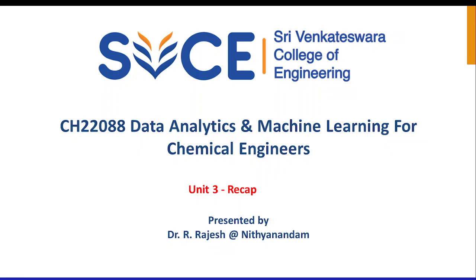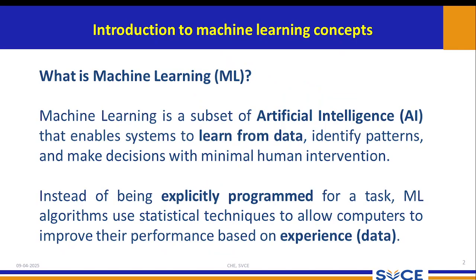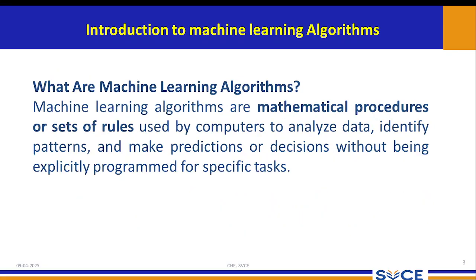Okay, so regarding Unit 3, for better understanding and to quickly see an overview of the content that has been covered under Unit 3. What is machine learning? It is a subset of artificial intelligence that enables the system to learn from the data. That is very, very important. Instead of being explicitly programmed for a task, machine learning algorithms use statistical techniques to allow computers to improve their performance based on the data, experience data.